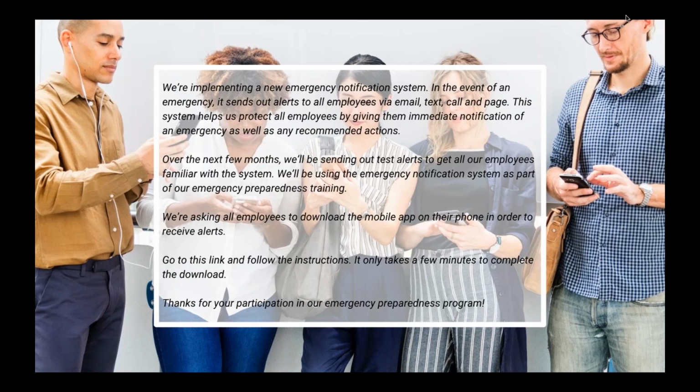We're implementing a new emergency notification system. In the event of an emergency, it sends out alerts to all employees via email, text, call, and page. The system helps us protect all employees by giving them immediate notification of an emergency as well as any recommended actions. Over the next few months, we'll be sending out test alerts to all of our employees to get them familiar with the system. We'll be using the emergency notification system as part of our emergency preparedness training. We're asking all employees to download the mobile app on their phones in order to receive alerts. Go to this link and follow the instructions. It only takes a few minutes to complete the download. Thanks for your participation in our emergency preparedness program.